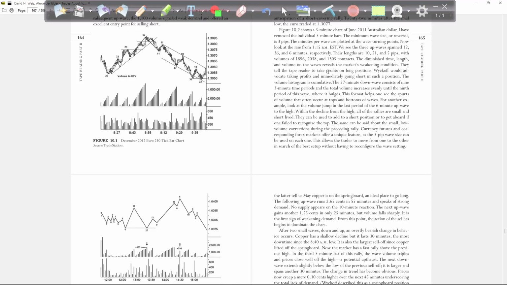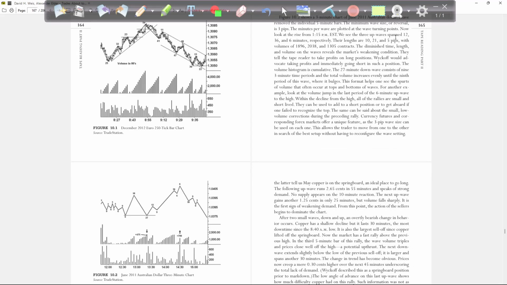Now look at the rise from 115. We see the 3 up waves span 12, 36 and 6 minutes. Respectively, their lengths are 10, 21 and 5 pips, with volumes of 1896, 20,000, 2038 and 1305 contracts.